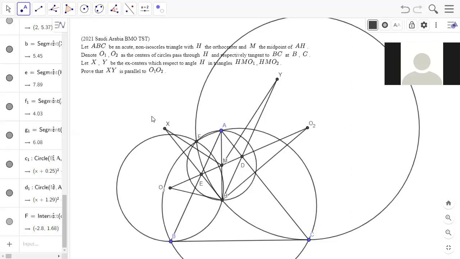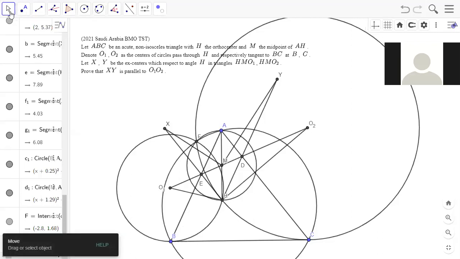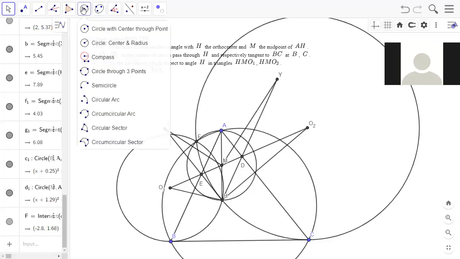Interesting. And that angle chase uses the fact that FH passes through the antipode of A. Okay. All right. So we know that. All right, so should I draw these two X circles?